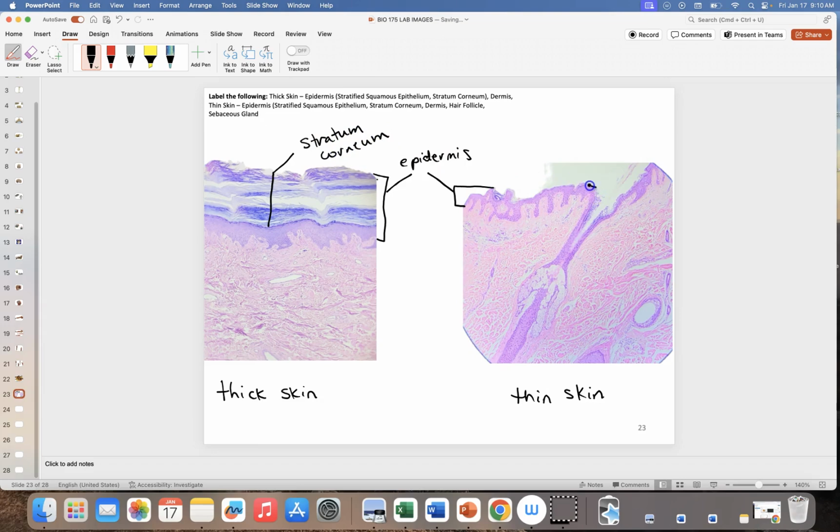And then over here, I'm just going to draw a line over part of this. I don't want to cover the whole thing so that you can see it. But here is the stratum corneum of thin skin. So we can distinctly see that we have a thicker stratum corneum on thick skin than on thin skin. Thick skin is going to be on the palms of the hands and the soles of the feet. Thin skin covers much of the body surface.